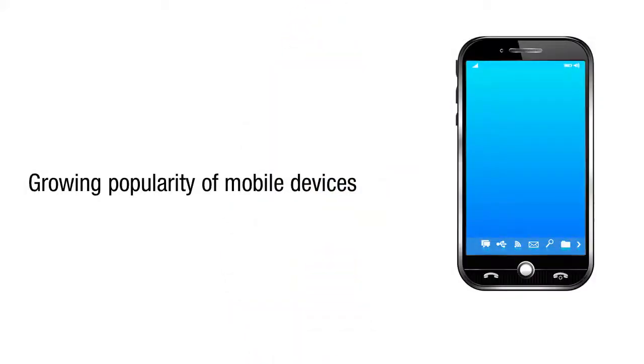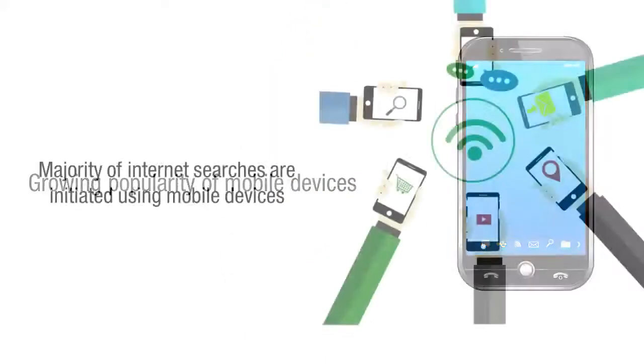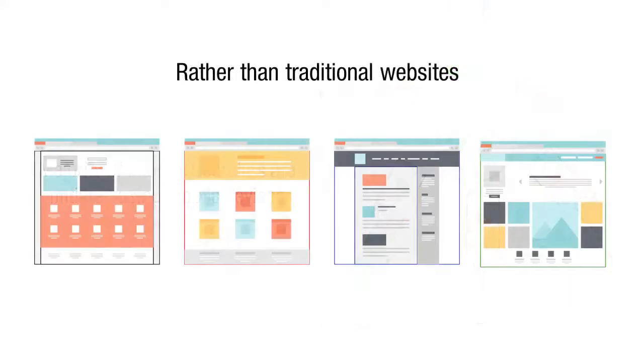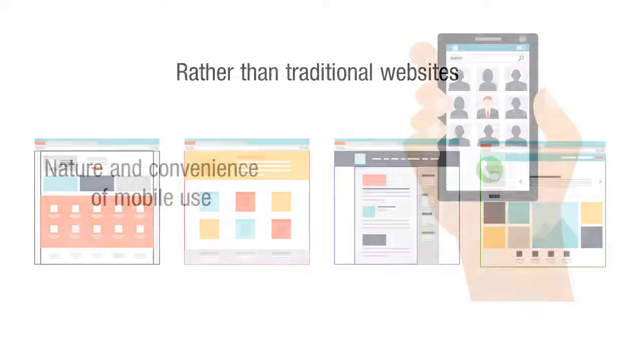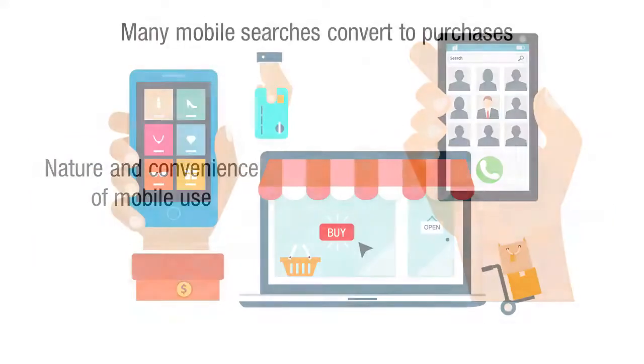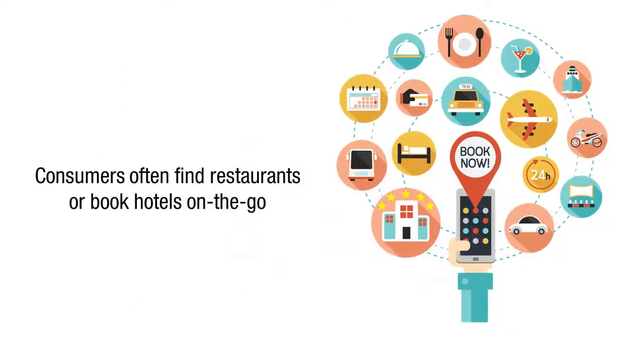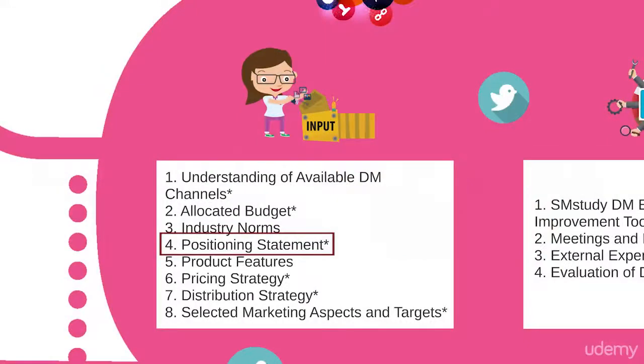With the growing popularity of mobile devices, the majority of Internet searches are initiated using mobile devices rather than traditional websites, and given the nature and convenience of mobile use, many mobile searches convert to purchases as consumers often find restaurants or book hotels on the go. The positioning statement is the next input.